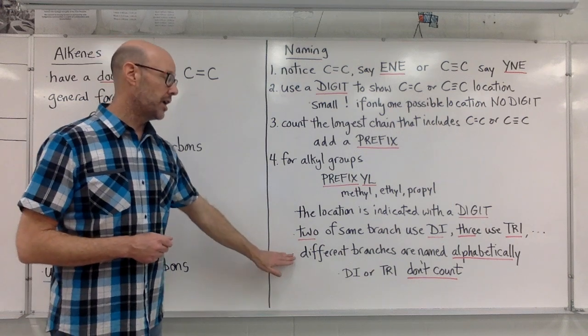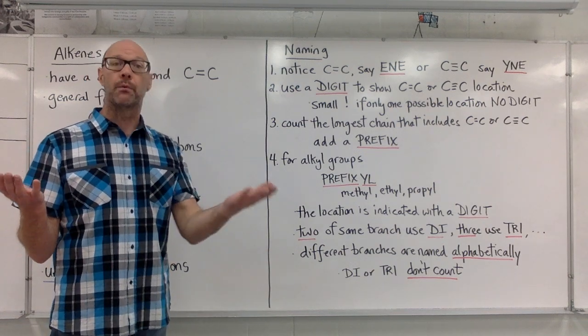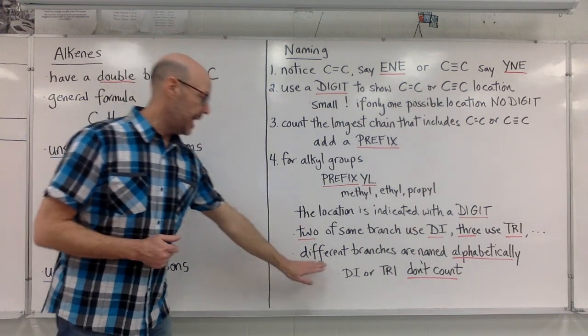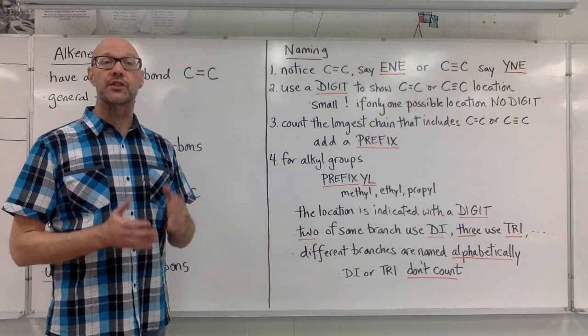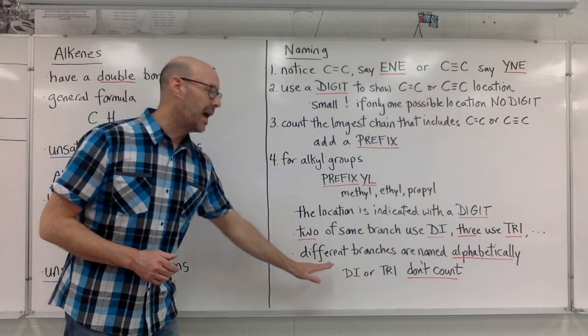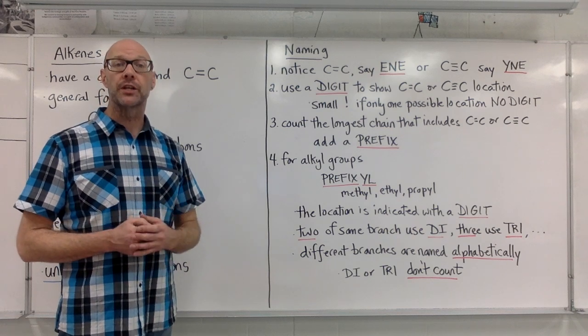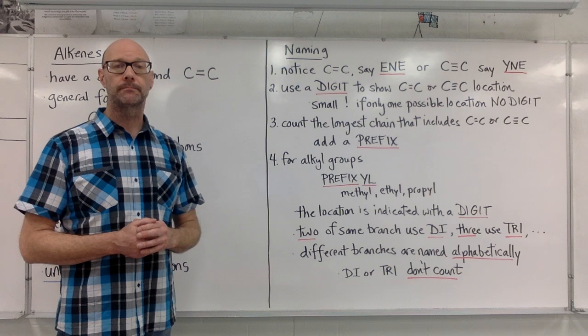Different branches are going to be named alphabetically. Ethyl would get named before methyl because E comes before M. And if we end up using a di or a tri, those prefixes do not factor into our alphabetization. So ethyl also is going to come before dimethyl because the di does not count.